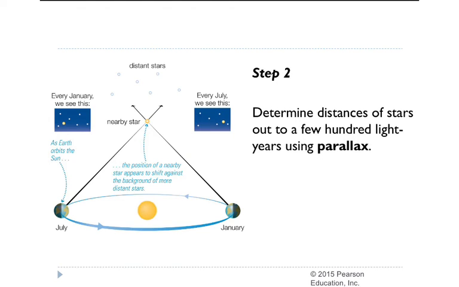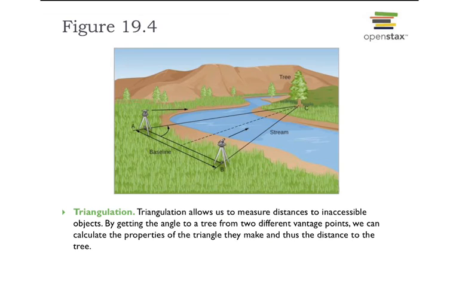The second method is using triangulation. We could use parallax, measuring the distance of a star using triangulation with a baseline. This is very basic trigonometry. Having a big enough baseline, we could figure out distances here.